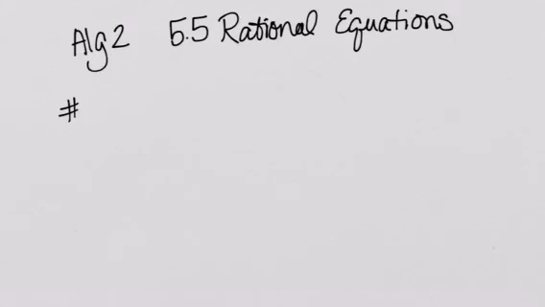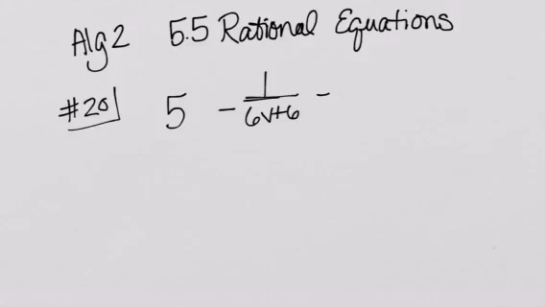Okay, so lesson 5.5 is on rational equations, where we're trying to figure out what number or numbers I can plug in the spot of the letter to make the equation true. So what I'm going to do is number 20 for you, okay? And so what that looks like is I have a 5 and then a minus 1 over 6v plus 6 equal to 5 over 6v plus 6.